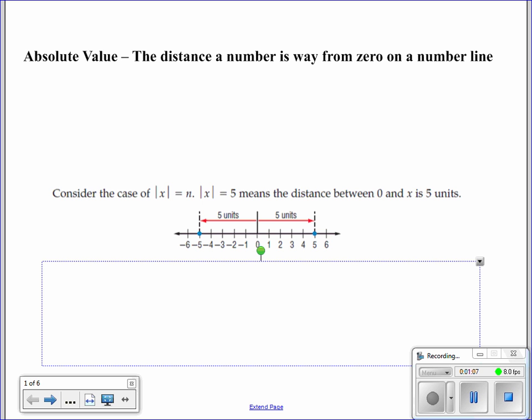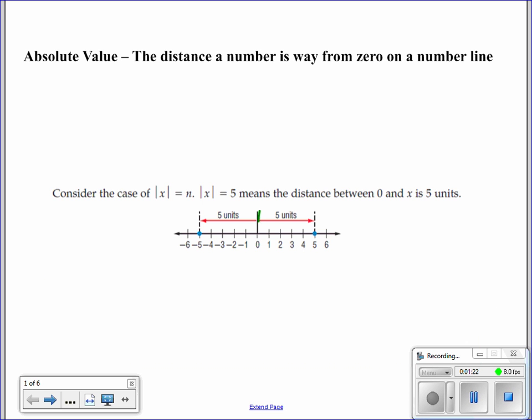Okay, we look here. Consider the case of x, the absolute value of x equals n. Here we just put 5 in it now. That means the distance between 0 and x is 5 units. Okay. When the absolute value of x equals 5, that means starting at 0, I can go 5 units either way. It's 5 units away from 0. So if I count over to the right, I end up at positive 5. If I count over to the left, I end up at negative 5.